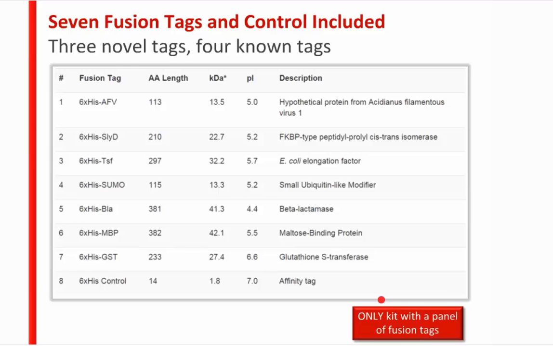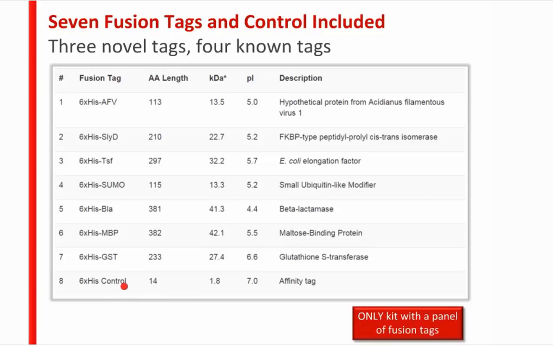The top 3, AFV, SLY-D, and TSF, are novel tags. And then the remaining tags that are listed on the bottom here, these other 4, SUMO, BLA, MBP, and GST, are not novel. They are known in the literature and well used by many researchers. You'll also see that the panel of tags encompasses a wide array of sizes and isoelectric points, which may work well with your targets. And the 8th vector, that control vector, is only there again for a control.